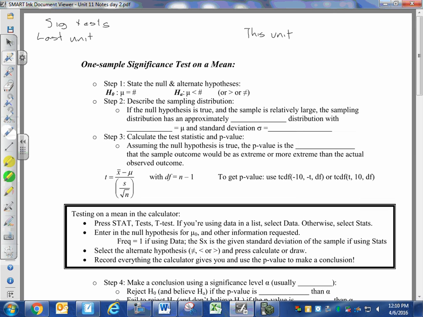Yes, we do. Great. We are doing significance tests now with sample data.